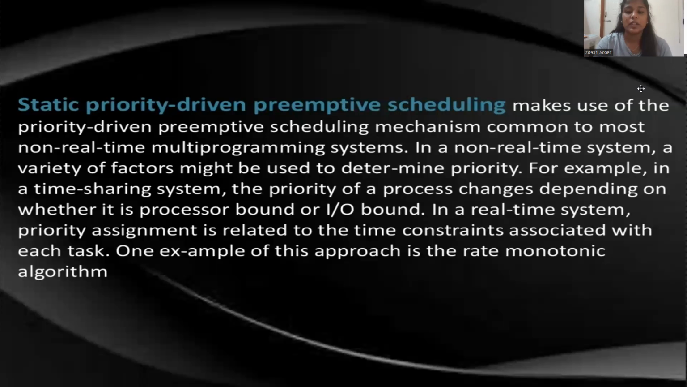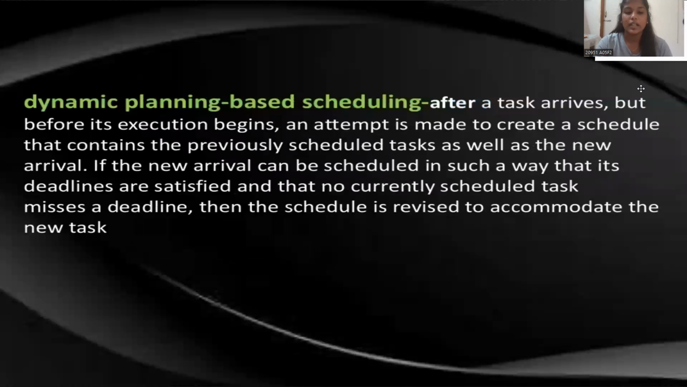Static priority-driven preemptive scheduling makes use of the priority-driven preemptive scheduling mechanism common to most non-real-time multiprogramming systems. In a non-real-time system, a variety of factors might be used to determine priority. For example, in a time-sharing system, the priority of a process changes depending on whether it is processor-bound or I/O-bound. In a real-time system, priority assignment is related to the time constraints associated with each task. One example of this approach is the rate monotonic algorithm.